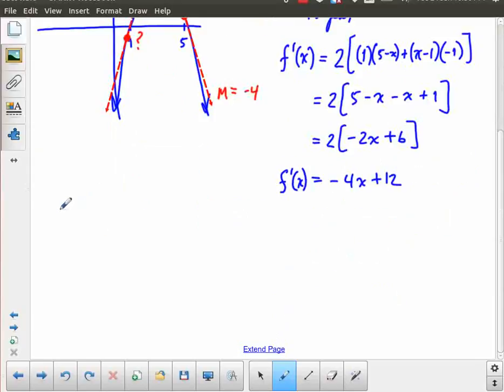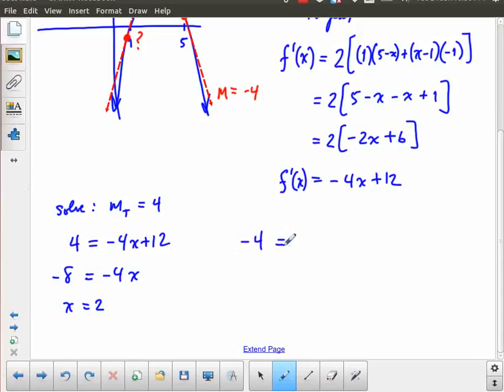So we have two things we want to solve. We want to solve the slope of the tangent equals 4. So that means 4 is equal to negative 4x plus 12. Subtract 12 from both sides, I end up with negative 8 equals negative 4x. X is equal to 2. And I also want to solve slope of the tangent is equal to negative 4. And so I get negative 4 equals negative 4x plus 12. Negative 16 is equal to negative 4x. X is equal to positive 4.